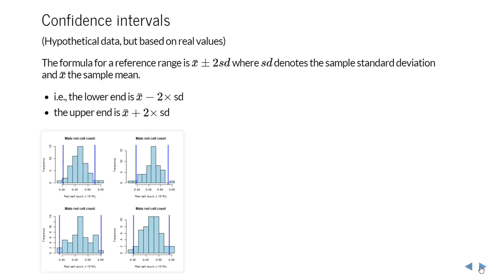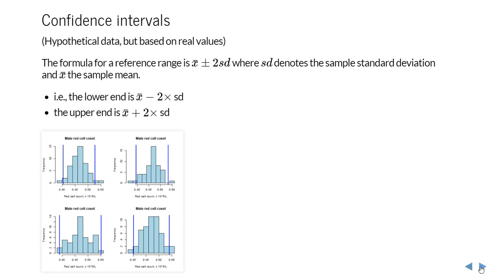So the first thing we can do is a confidence interval for the data, and these are hypothetical data, but they are based on real published reference values, and we're looking at a reference range for red blood cell count. So red blood cell count.